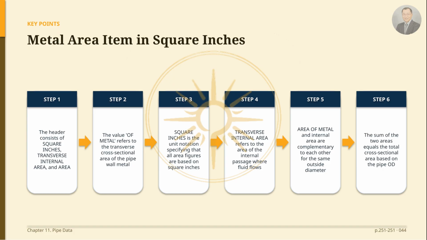Here, the transverse internal area represents the area of the internal passage where the fluid actually flows, while the area of metal represents the area of the metal surrounding that passage.